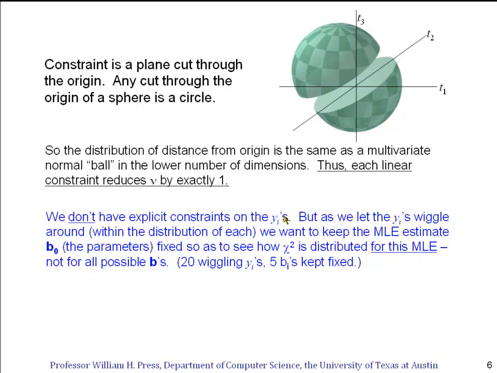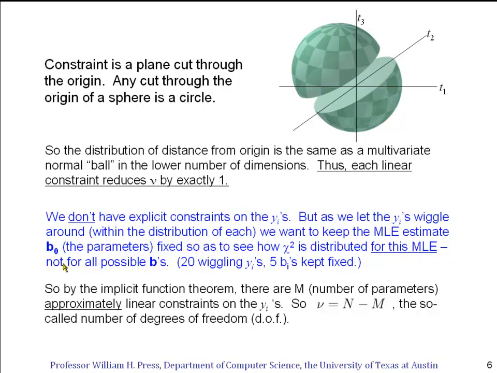Now as the y's wiggle, the b, the maximum likelihood parameters, also wiggle. And there are just 5 of those. The B0, the maximum likelihood estimate, lives in a smaller dimensional space. Now we're interested in how chi-square varies, not for all possible B0s, but for the particular set of B0s that were the MLE best parameters of our data. So as the y's are wiggling around, we want to constrain the way they wiggle so as to hold B0 constant at its MLE estimated value.